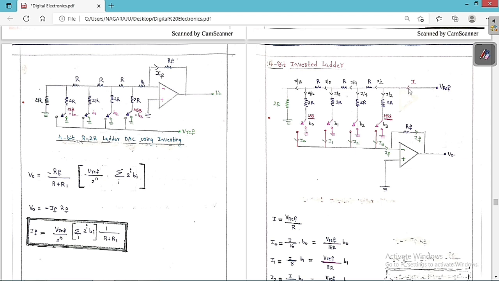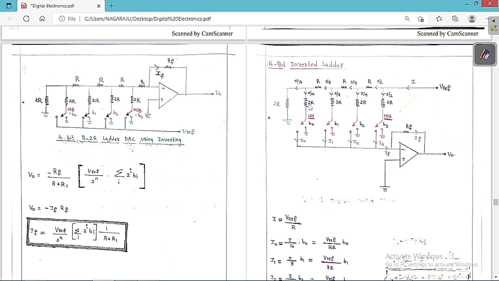To find the value of I, listen carefully. I want to find the overall Thevenin resistance from here to here. I have already told you that whether the switch is connected to this voltage side or to the other side, the lines are always connected to ground, because this is a virtual short ground and this is actual ground. So no matter where they connect, these lines are always at zero potential.